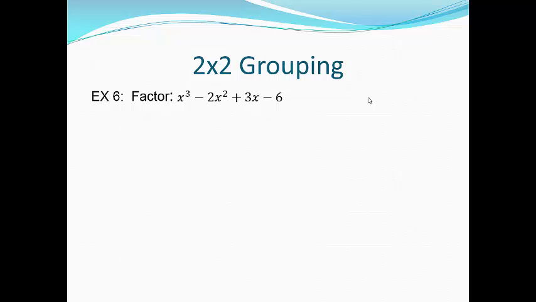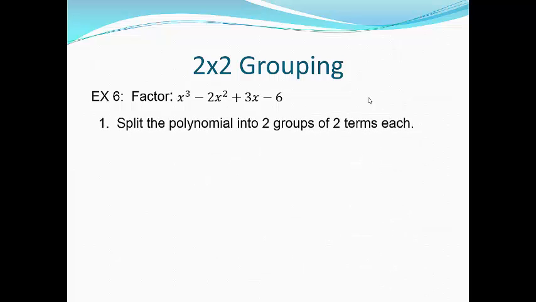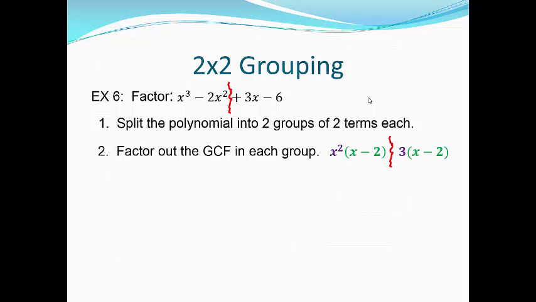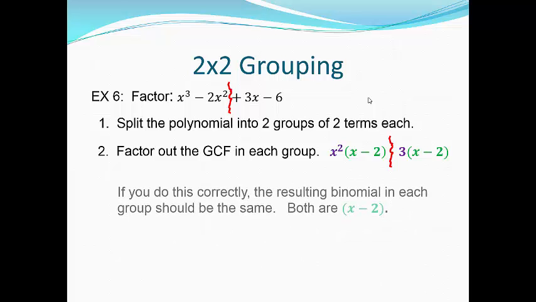2 by 2 grouping. If we're given 4 terms, we can then use 2 by 2 grouping. The first step is to split them into 2 groups of 2 terms each, and factor out the greatest common factor, which we just talked about, from each one of them. So as you can see, x squared is in the first 2 terms. What is left over is x minus 2. We can factor out a 3 in the second bunch. The purple is what we're talking about here. And then what is left over is x minus 2.